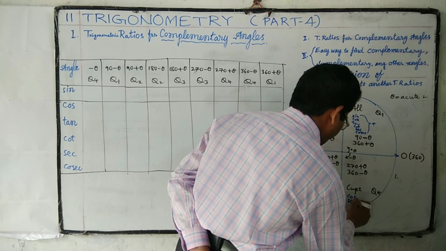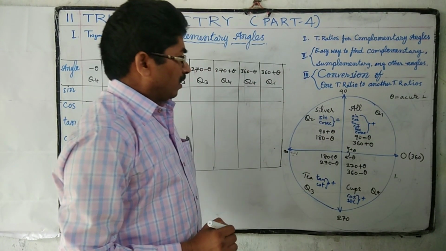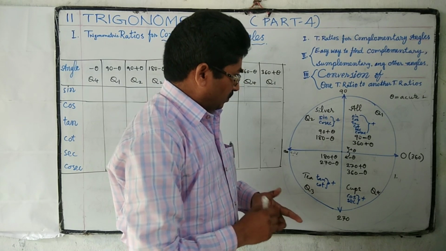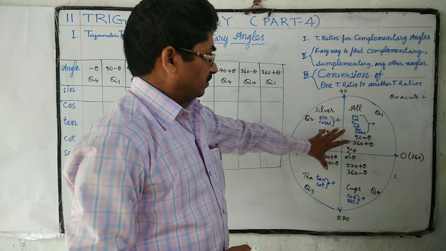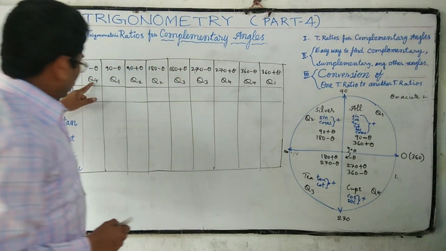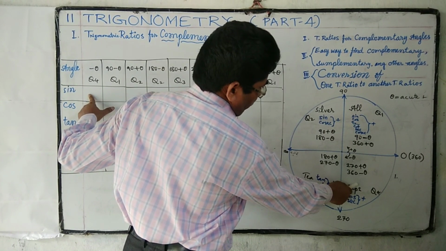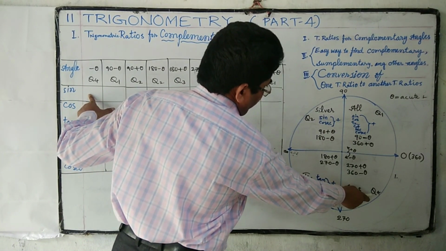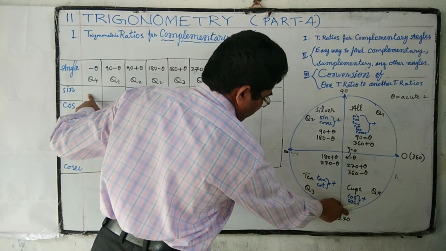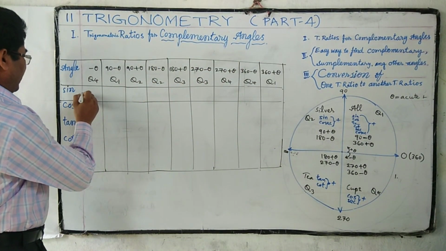Cos, sec, positive. So now according to this trick, we can write the sign. In the fourth quadrant, is there sine? No. This is the fourth quadrant. In this, cos and sec only positive. So that's why I write minus.